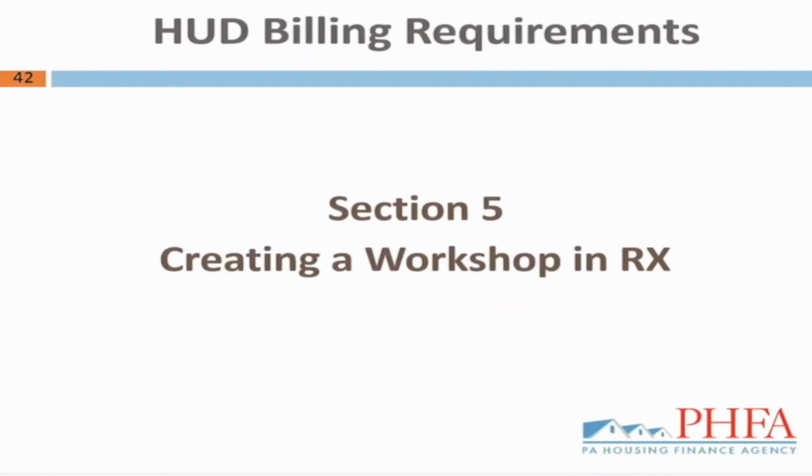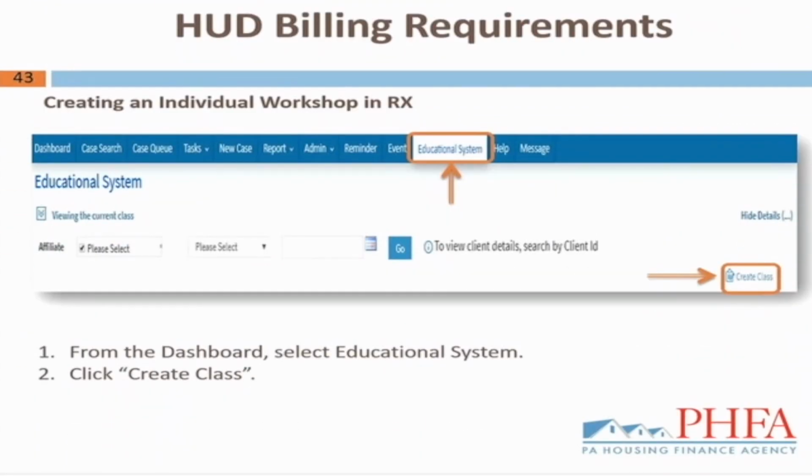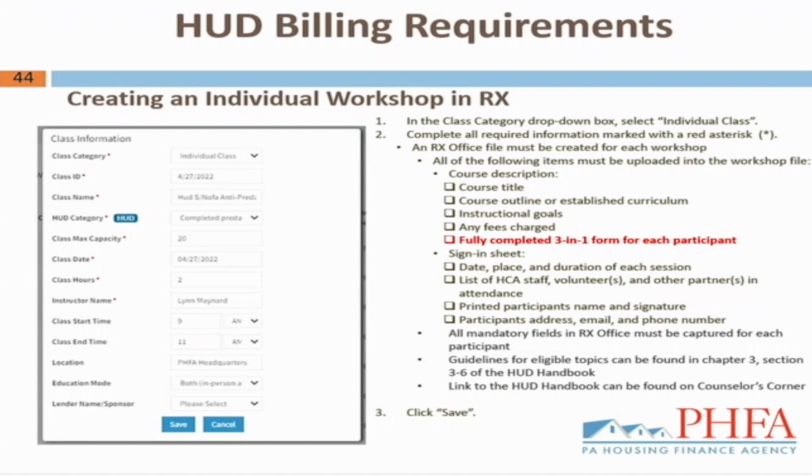Section 5, Creating a Workshop in RX. From the dashboard, select Educational System, shown above, and then click Create Class, shown here on the right. In the Class Category drop-down box, select Individual Class. Complete all required information marked with the red asterisk. An RX Office file must be created for each workshop.